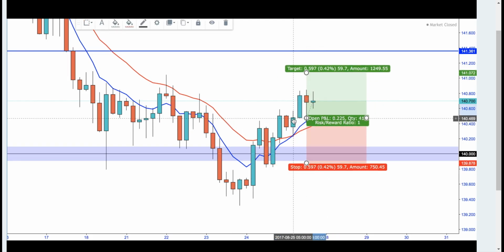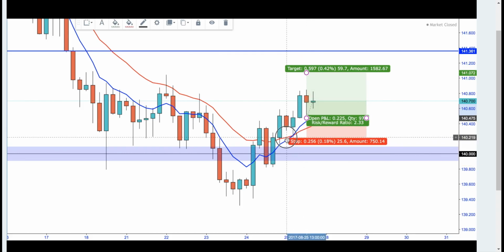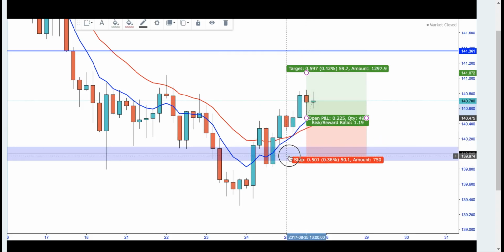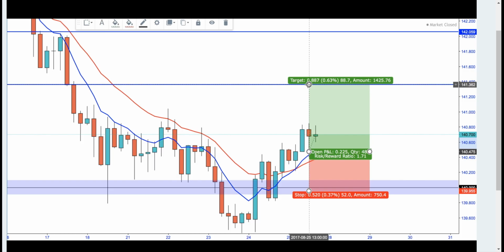Entry would be the top right hand closure. The low of the candle is 140. Let's just say 140.20. So we're looking at 139.95 as a stop, and then we could even take it to this key level here, which is still a risk reward of 1 to 1.7, 50 pip stop for an 88 pip target.